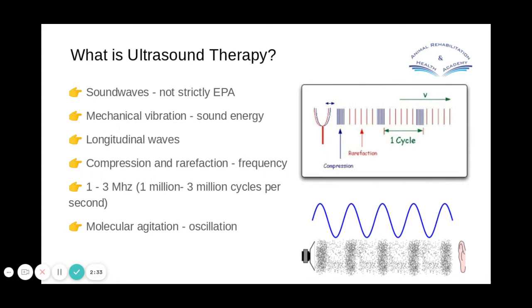In a similar way, we want to get that sound wave into the tissues and cause this vibration, this agitation, if you like, within the tissues. What we're looking for is molecular agitation or oscillation. These molecules are not necessarily moving along; they're staying within their position, but within that position, they're oscillating, moving around, and getting excited. Then we get cellular upregulation, which is what we've discussed before, alongside other benefits.